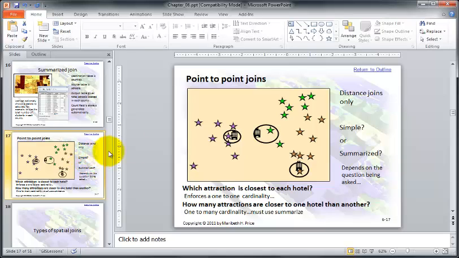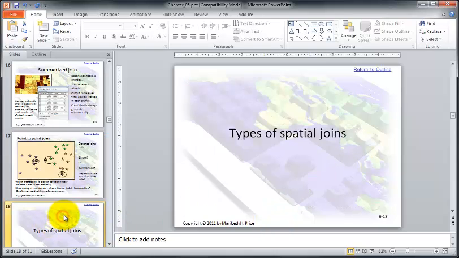Point-to-point joins. These can be done by distance joins only. Which attraction is closest to each hotel? It enforces a 1-to-1 cardinality because it's closest. How many attractions are closer to one hotel than another? That is a 1-to-many cardinality, and you must use the summarize, not a spatial join.